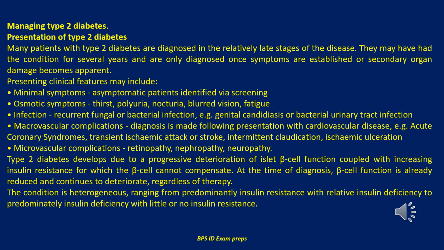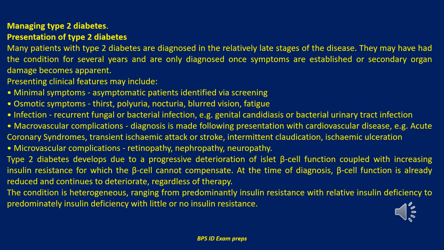4. Macrovascular complications. Diagnosis is made following presentation with cardiovascular disease, e.g. acute coronary syndromes, transient ischemic attack or stroke, intermittent claudication, and ischemic ulceration. 5. Microvascular complications such as retinopathy, nephropathy, neuropathy. Type 2 diabetes develops due to a progressive deterioration of islet beta cell function coupled with increasing insulin resistance for which the beta cell cannot compensate. At the time of diagnosis, beta cell function is already reduced and continues to deteriorate, regardless of therapy.